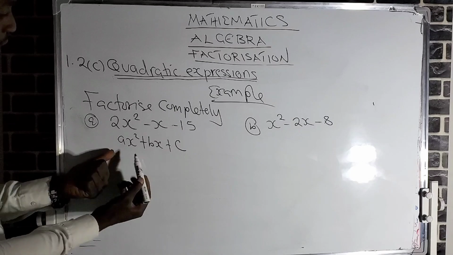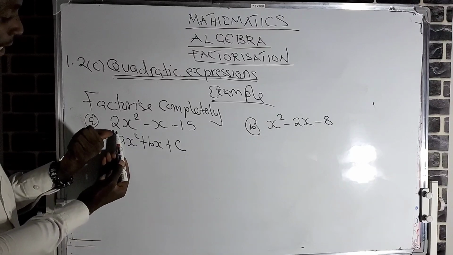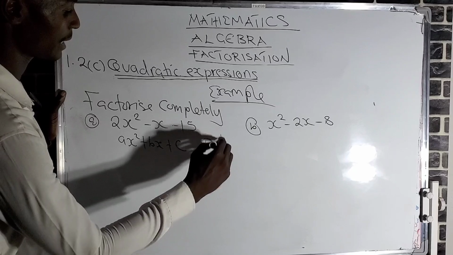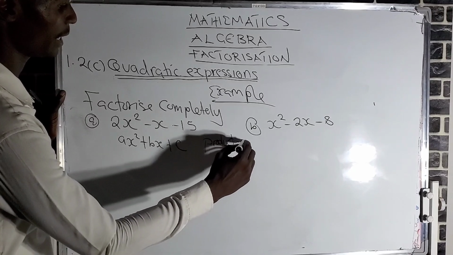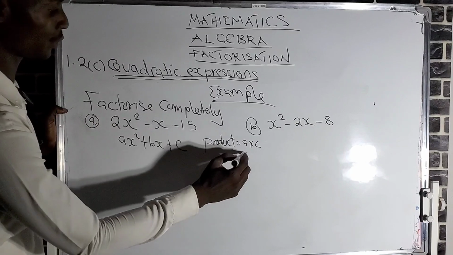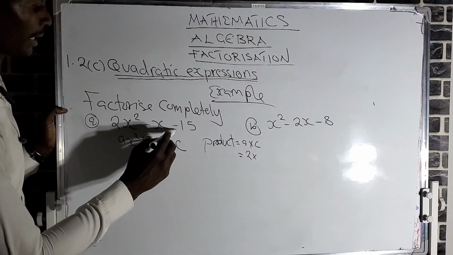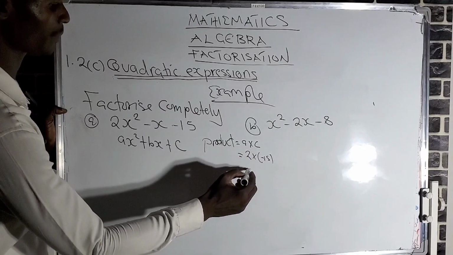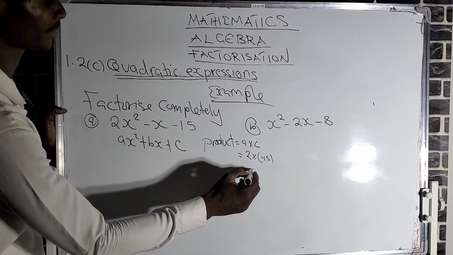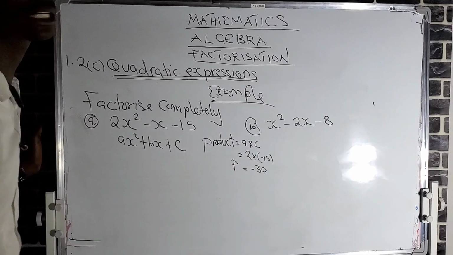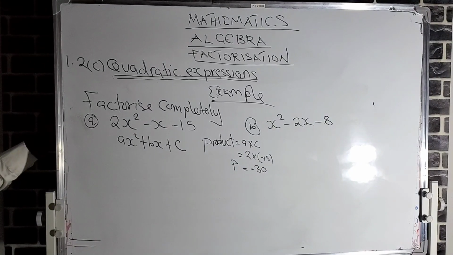According to this, what is a? 2. Let me just write here product, so that you understand. Product is a times c. What is a? 2. What is c? Negative what? Get it with its sign. So what is the product? What is positive times negative? Negative. 2 times 15. So the product is 30.